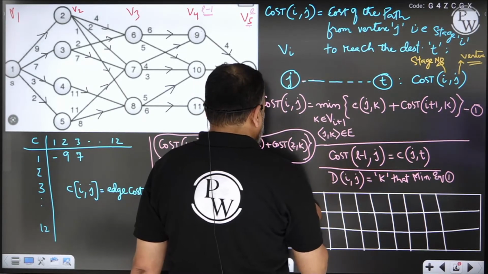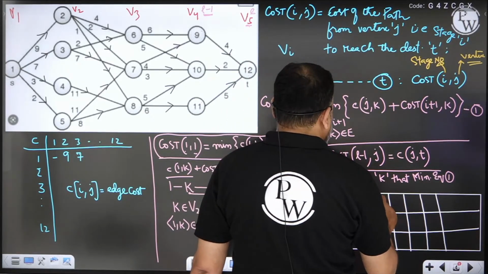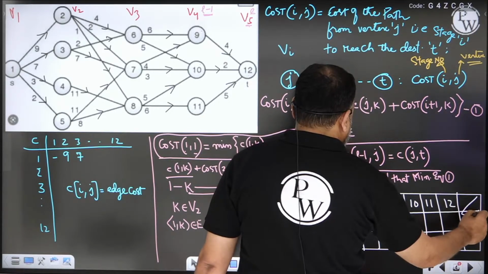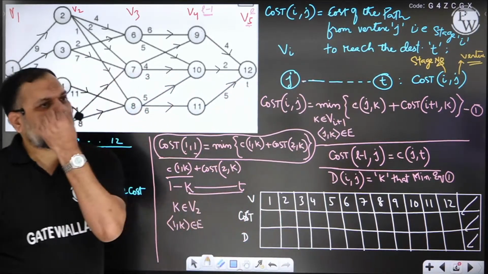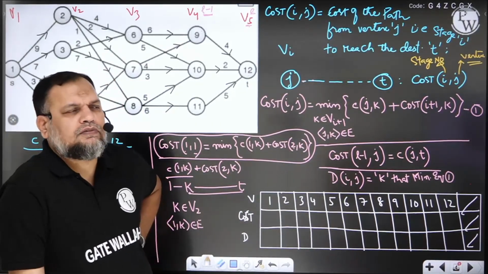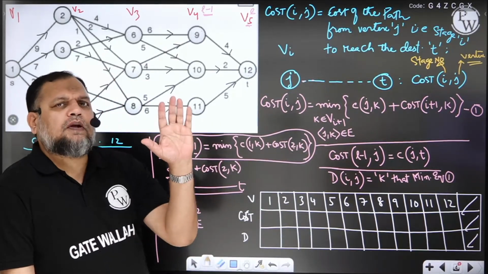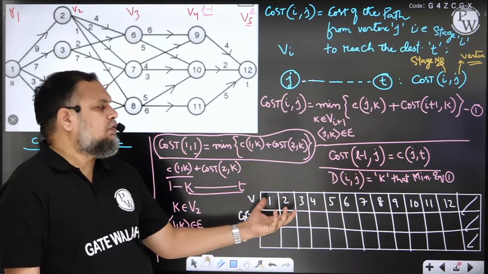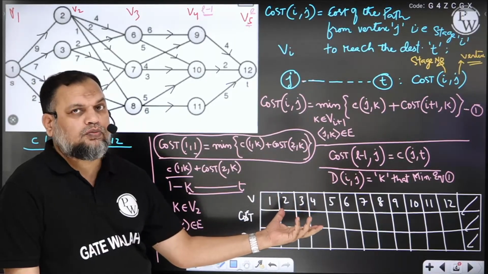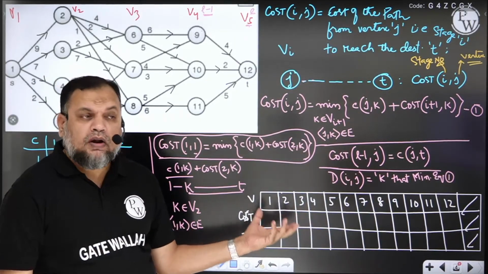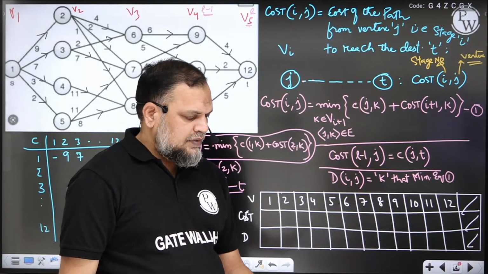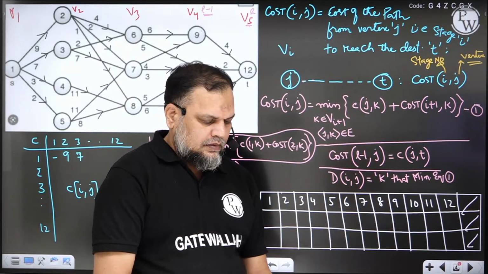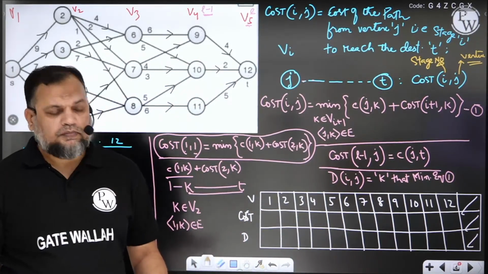So I'll say 1, 2, 3, 4, 5, 6, 7, 8, 9, 10, 11, and I have 12. There are 12 vertices. Look at this, how we are going to fill up these values. First, I will explain the meaning of this table, and then I will give you 2-3 minutes, and let me see how many of you will be in a position to fill this up. This is how the problem will be given in the exam. So please follow carefully.